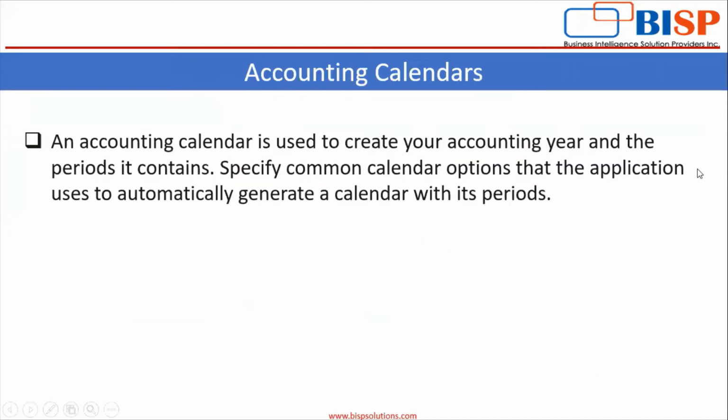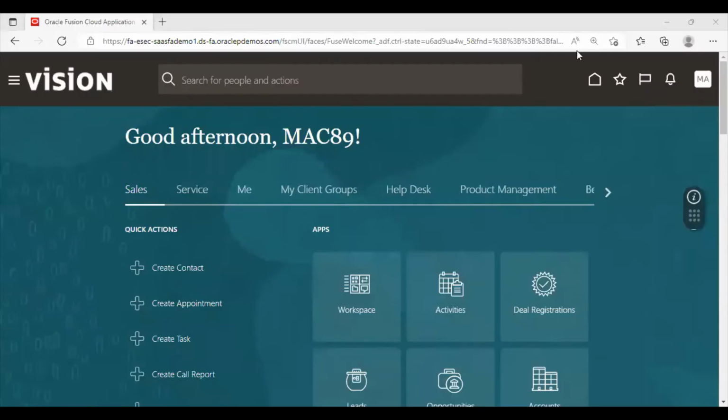What is an accounting calendar? An accounting calendar is used to create your accounting year and the periods it contains. It specifies common calendar options that the application uses to automatically generate a calendar with its periods. Now we will see practically how to manage and create an accounting calendar in Oracle Fusion application.